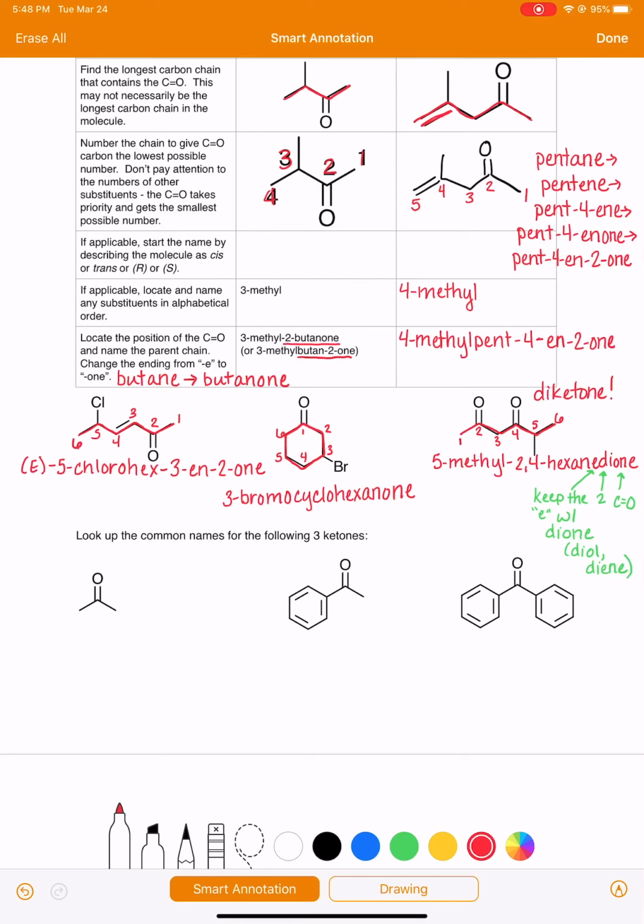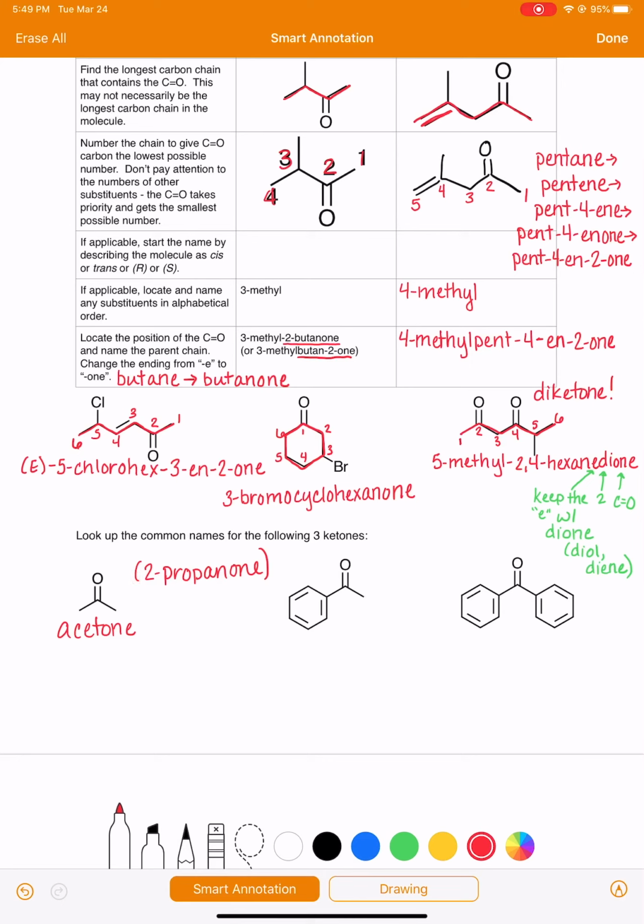Last but not least, we have 3 ketones that are very frequently used in the lab, and they go by common names, but you need to know their common names. The first one is our friend acetone. Its IUPAC name is 2-propanone, but we all call it acetone.